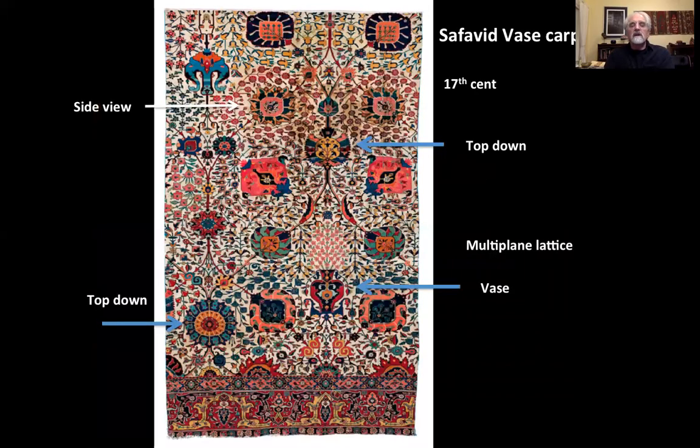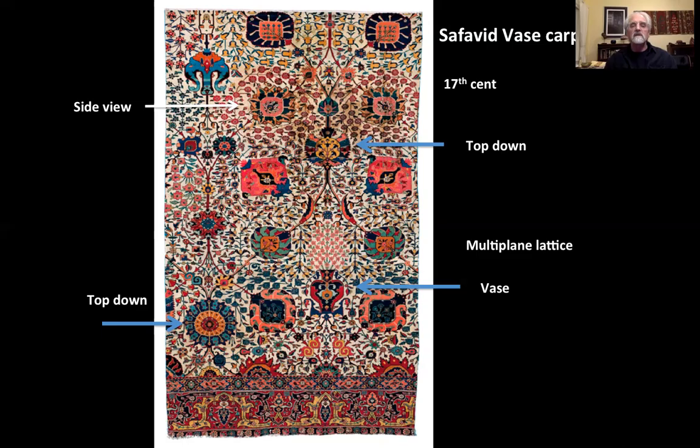Now let's look at a very complex weave, a very complex patterning. This is a Safavid vase carpet from the 17th century. And I want to call your attention to a few elements here. First of all, we see a top-down flower here, as you can see, and there's another top-down flower over here. But we can also see side view flowers, as you can see here. These are sometimes referred to as palmettes, and they represent a floral element that's been basically squashed down, and you can see it now from the side.